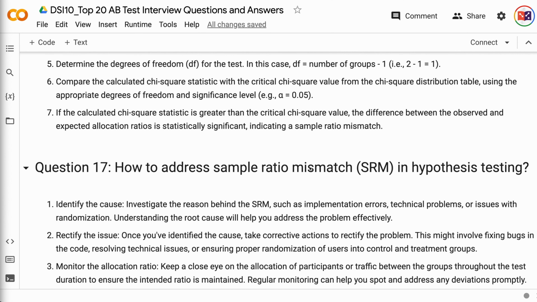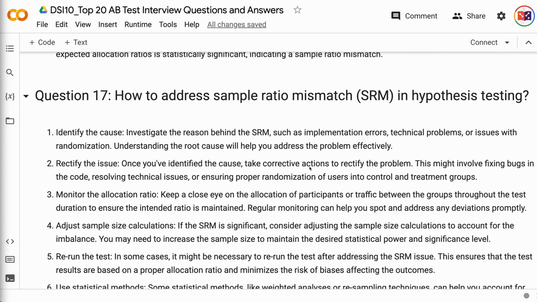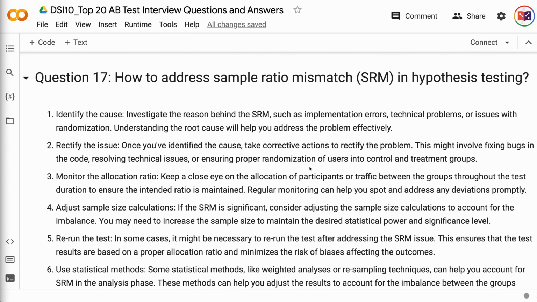Question 17. How to address sample ratio mismatch in hypothesis testing. 1. Identify the cause. Investigate the reason behind the SRM, such as implementation errors, technical problems, or issues with randomization. Understanding the root cause will help you address the problem effectively. 2. Rectify the issue. Once you've identified the cause, take corrective actions to rectify the problem. This might involve fixing bugs in the code, resolving technical issues, or ensuring proper randomization of users into control and treatment groups. 3. Monitor the allocation ratio. Keep a close eye on the allocation of participants or traffic between the groups throughout the test duration to ensure the intended ratio is maintained. Regular monitoring can help you spot and address any deviations promptly.